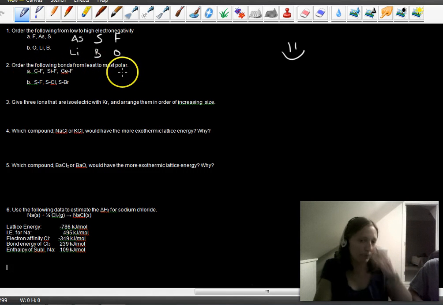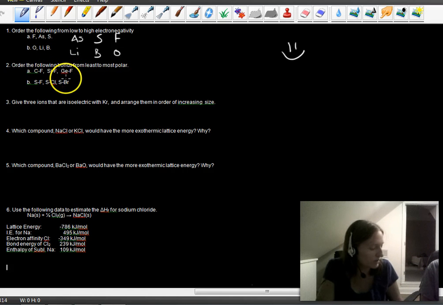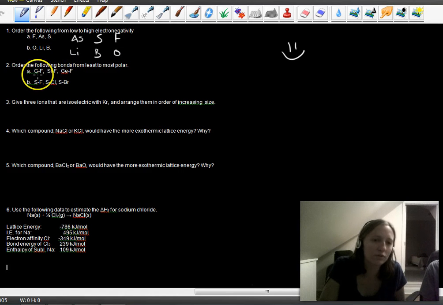For the least to most polar bonds, this is going to be all these with fluorine. The one closest to fluorine and then the one farthest from fluorine. The one closest to fluorine is carbon, so this is the least polar, number 1. And the one farthest from fluorine is germanium, so that's the most polar, and silicon is in the middle.